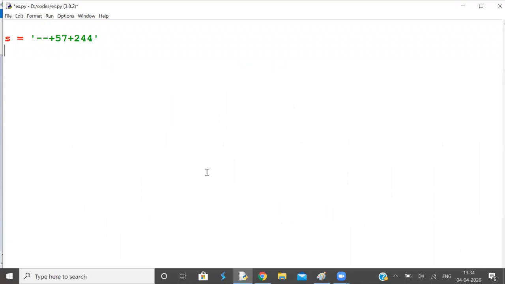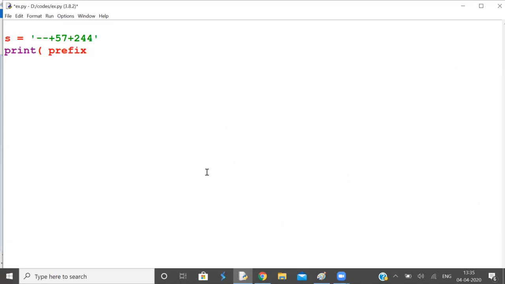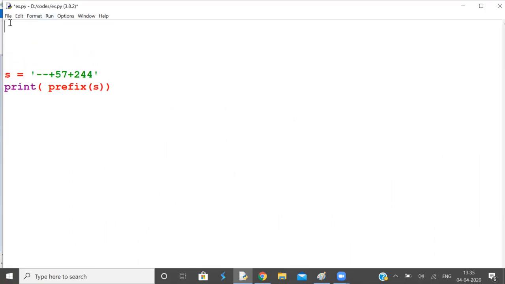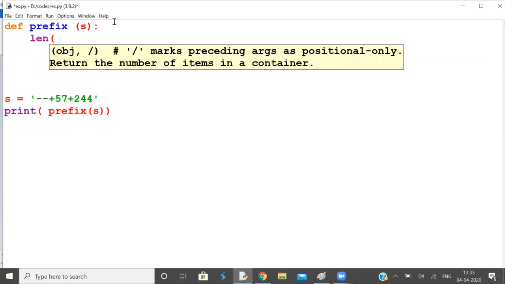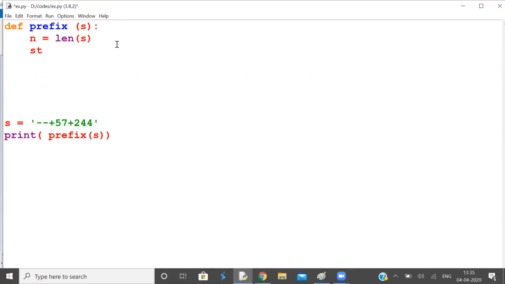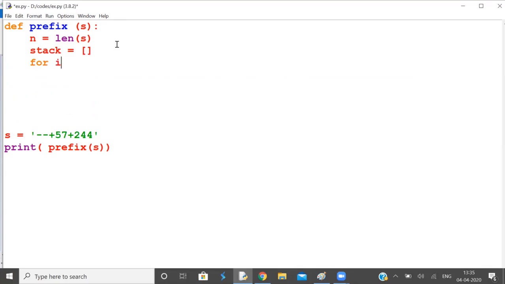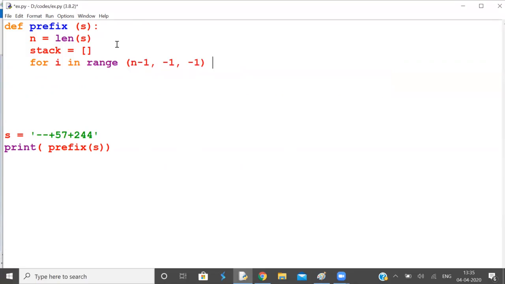So let us write a function by name prefix and pass s as input. Let us write the function. Very simple thing. Define prefix, input is s. Find out length of string. Assign it to a variable n. Create a stack of numbers which is initially empty. Now traverse from behind, for i in range n minus 1 to 0, in steps of minus 1.